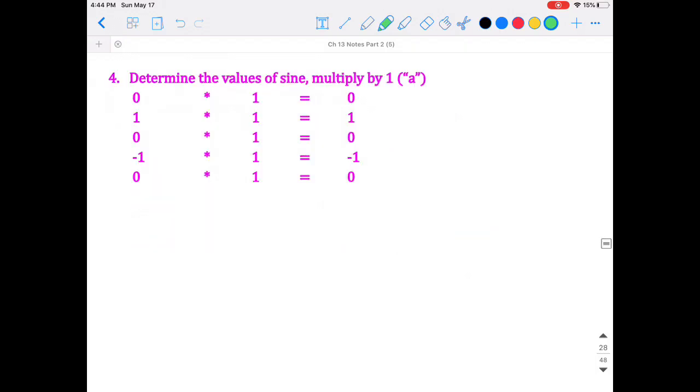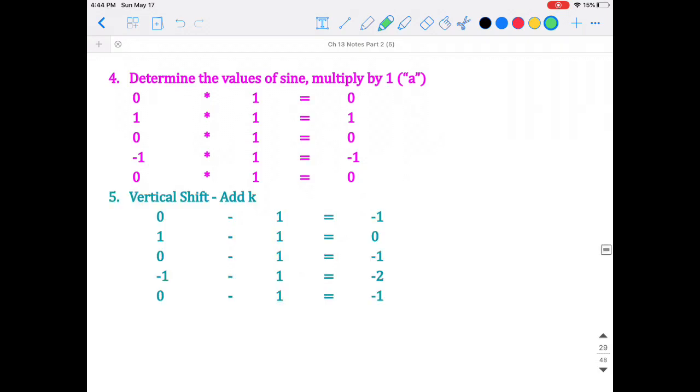Step 4, we're going to determine the values of sine by multiplying by 1, which is our a value. And to determine the values of sine, we're using that pattern, 0, max, 0, min, 0. So that gives us our new a values. So 0 times 1 is 0. 1 times 1 is 1, 0 times 1 is 0, negative 1 times 1 is negative 1, and 0 times 1 is 0. So that gives us the values of our sine.